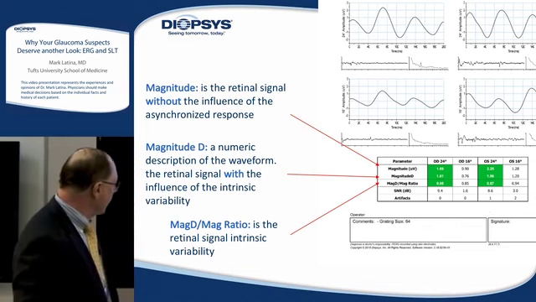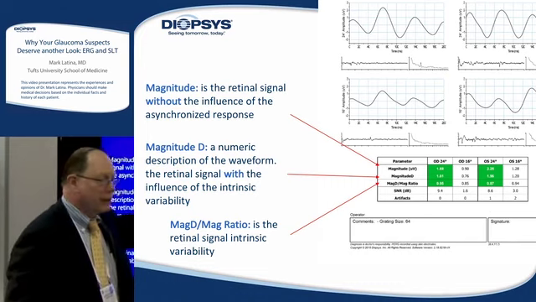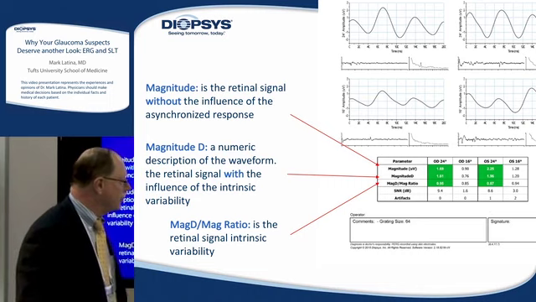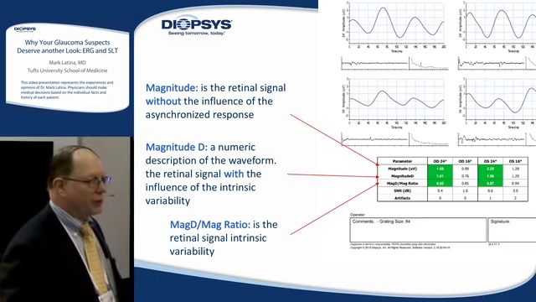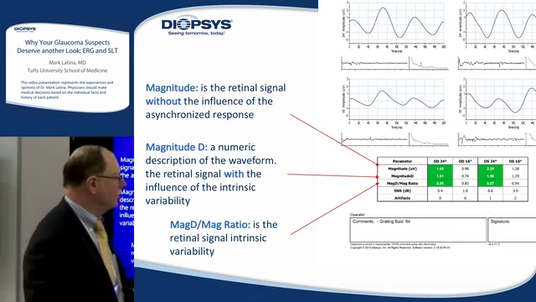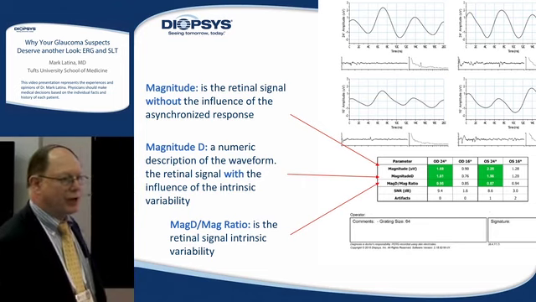And then the magnitude D ratio is the retinal signal intrinsic variability. In other words, how much this varies. So it's another number basically describing both the magnitude D and the magnitude. And it has some prognostic value.